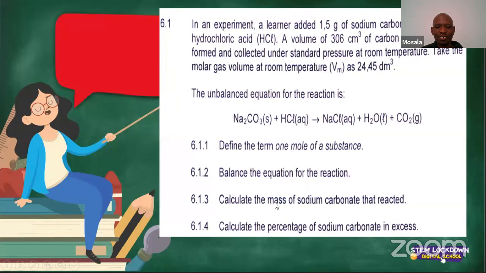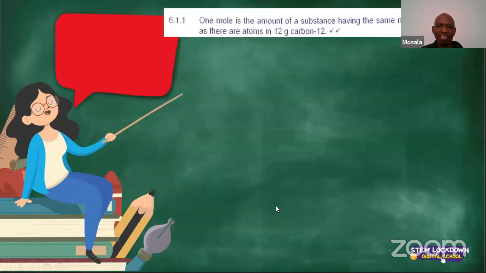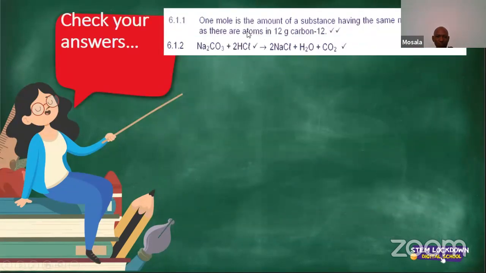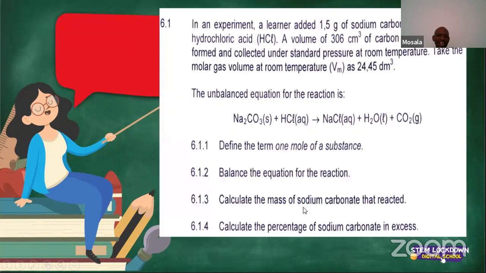So this is how the equation will look like. It will look like this. So this will be the balanced equation. To balance, we just put 2 here and 2 here. Right, and the next question was to calculate the mass of sodium carbonate that reacted.